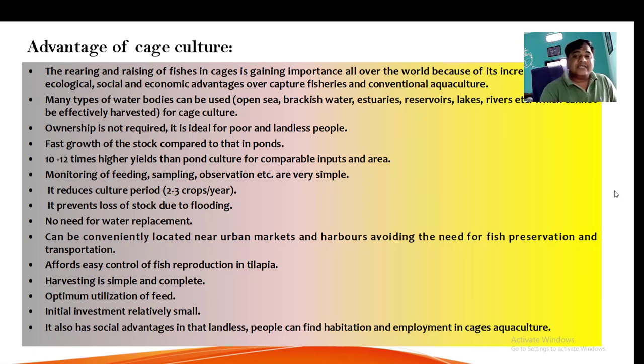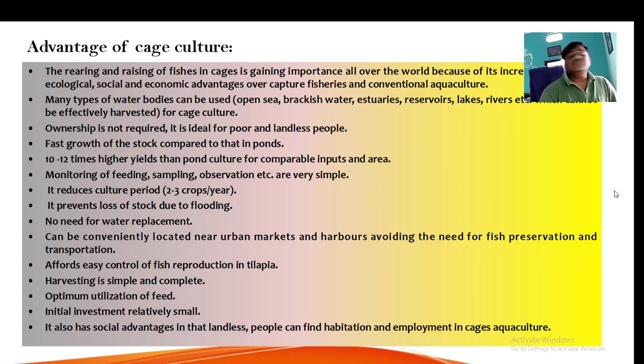But by this activity and by continuous exploitation of the same place, the number of species is decreasing day by day, and the demand for particular fishes in the market is very high. To fulfill the demand of the people, this cage culture technology can be an alternative to capture fisheries. Okay, so many types of water bodies can be used: open seas, brackish water, estuaries, reservoirs, lakes, rivers, which cannot be effectively harvested, can be used for cage culture.